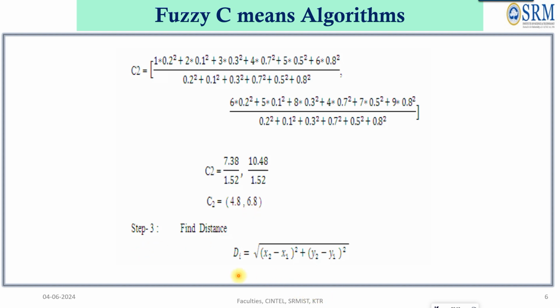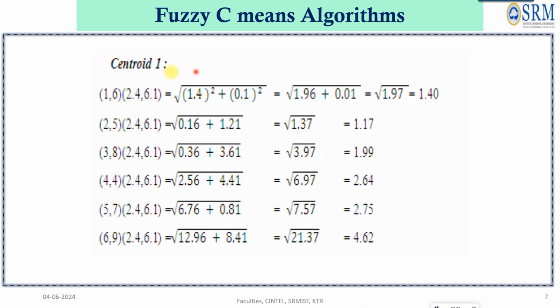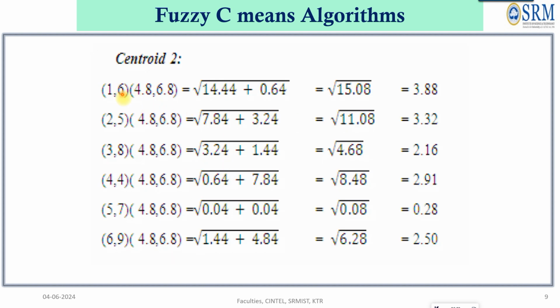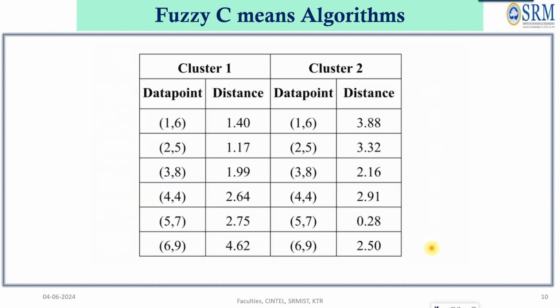Then the third step is simply to use the Euclidean formula to compute the distance between each and every cluster value. So for the first centroid, compute this Euclidean distance, you'll be getting this particular distance value, right? And for centroid 2 also, the updated centroid 2 is 4.8 and 6.8, and compute the distance, you'll be getting 3.8, 3.32 and till 2.50. Once you got the distance, now it's a comparison part, right? So for cluster 1, for this data point, the distance is 4.40. For the same data point for cluster 2, it is 3.88. This is the consolidated computed distance values.